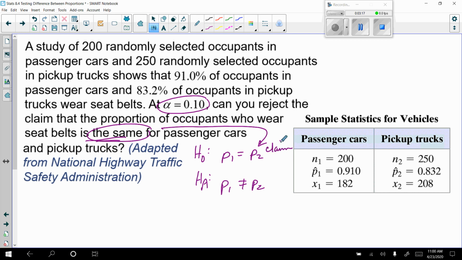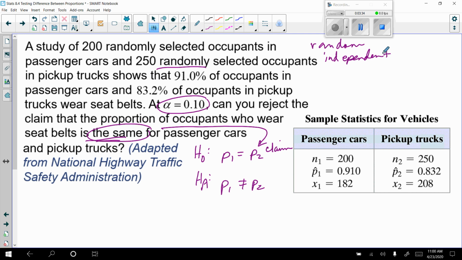Okay, let's check our conditions. They are random. They are two separate, independent samples, because we're talking about cars and pickup trucks, they're different from each other.